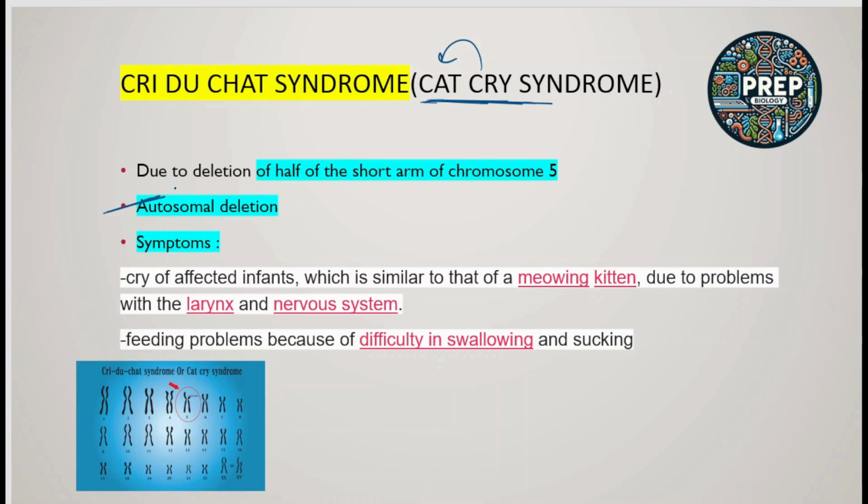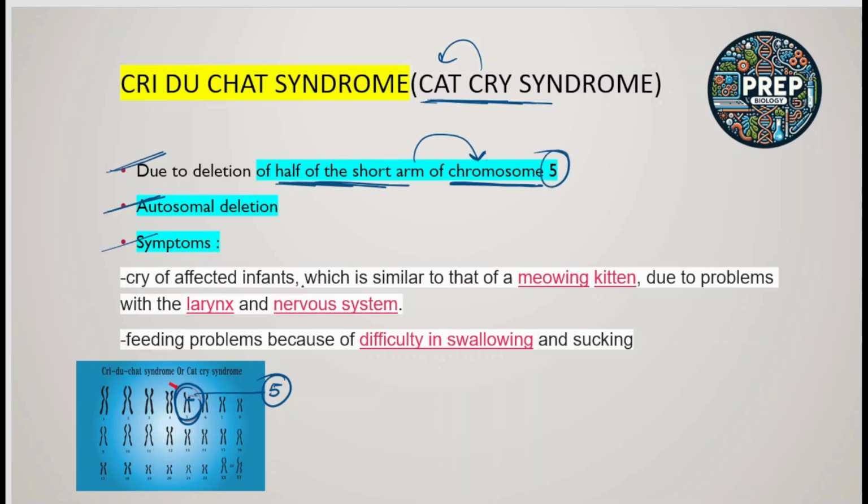Okay, so in this disease, the deletion of half of the short arm of chromosome 5 takes place. So at the chromosomal set, at the 5th chromosome, the short arm is deleted. So that's why it is called the autosomal deletion disease. This is important. Which chromosome is deleted? Half of the short arm of chromosome 5 is deleted. Okay. So what are the symptoms of this?